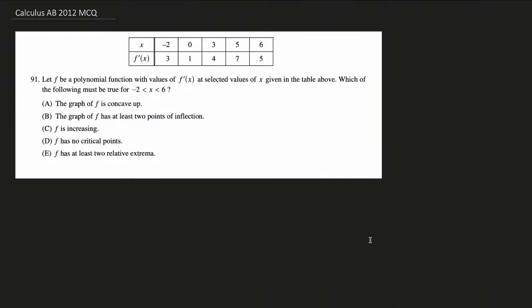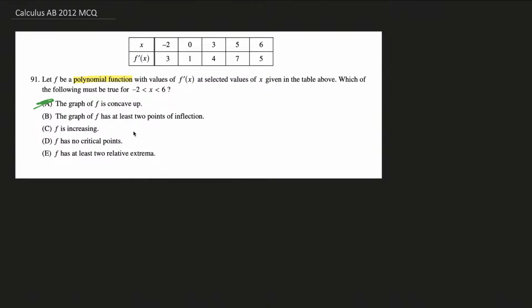This question says let f be a polynomial with values of f prime of x at selected values x given in the table above, which of the following must be true for the x from -2 to 6. They tell us it's a polynomial function, which means it's differentiable, which should remind you of the mean value theorem. The question says the graph of f is concave up. As you can see here, from -2 to 0, there must have been some negative f double prime, which indicates it cannot always be concave up because they're switching. The slopes seem to switch.